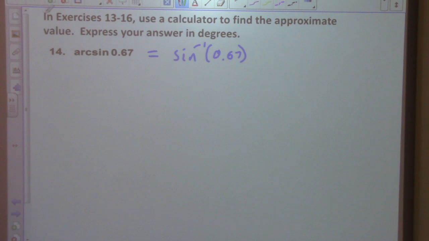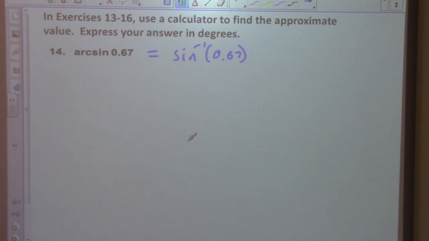And here's one thing: did you notice the notation on 14 is different? When you see this arc sine, that means inverse sine. So that's all that means. It's the same type of problem as number 13. Arc sine is a different notation for inverse sine. That's all it is. So you should be able to go through and knock those off in a hurry.